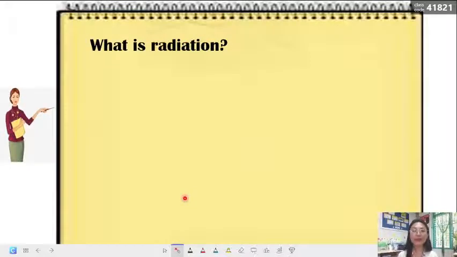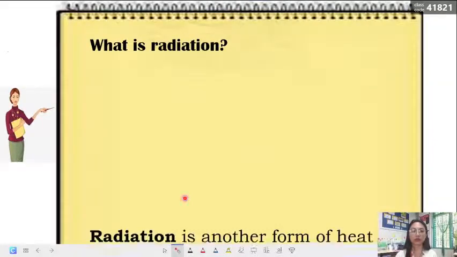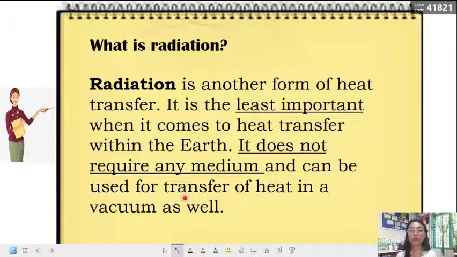So this time, let's talk about radiation. What is radiation? Radiation is another form of heat transfer. It is the least important when it comes to heat transfer within the Earth. It is said to be not as important compared to the first two. It does not require any medium and can be used for transfer of heat in a vacuum as well. So that is radiation.